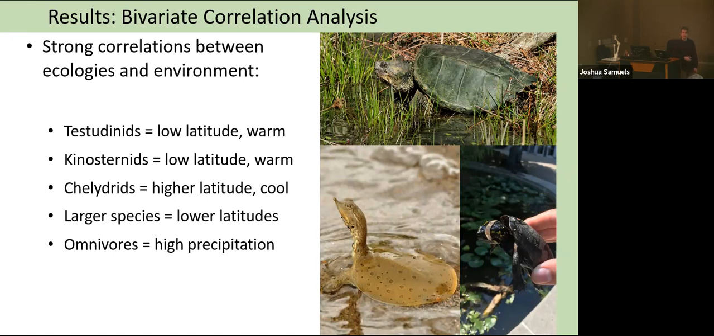Things like chelydrids, snapping turtles, they proportionally had a correlation with higher latitude, cooler sites. This is not because they have higher diversity up there. It's because there's lower diversity of everything else. They're just more tolerant of those environments. Larger species did tend to trend to lower latitudes despite the snapping turtle.